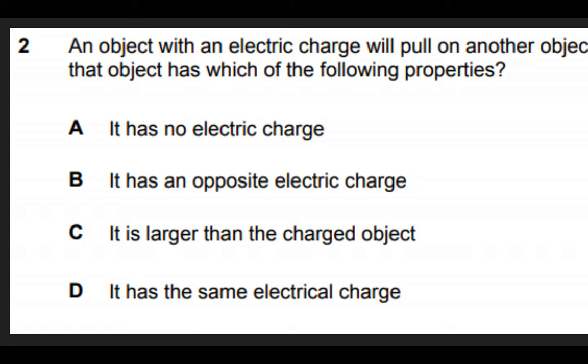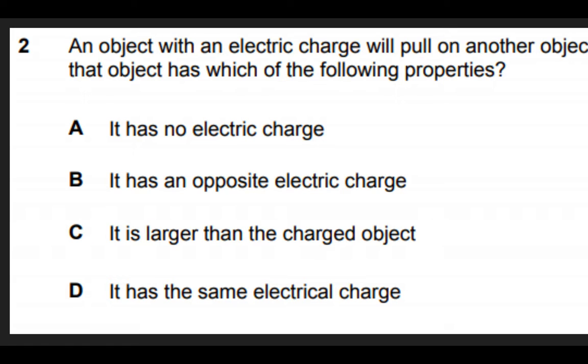Last one. An object with an electric charge will pull on another object. That object has which of the following properties? A, it has no electric charge. B, it has an opposite electric charge. C, it is larger than the charged object. D, it has the same electrical charge.